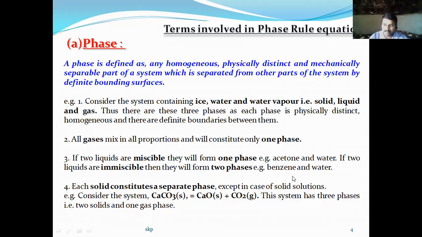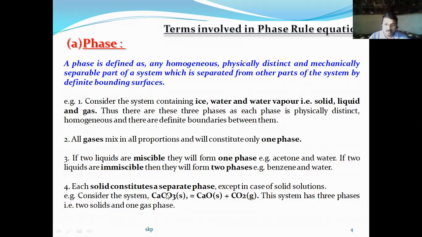That is benzene and water. When some organic solvent like benzene is mixed with water, as you have seen in organic separation of compounds, there in separating funnels we are preparing two types of phases, that is the aqueous phase and the organic phase. That means organic solvents like benzene are not miscible with water, so clearly we can see two phases.